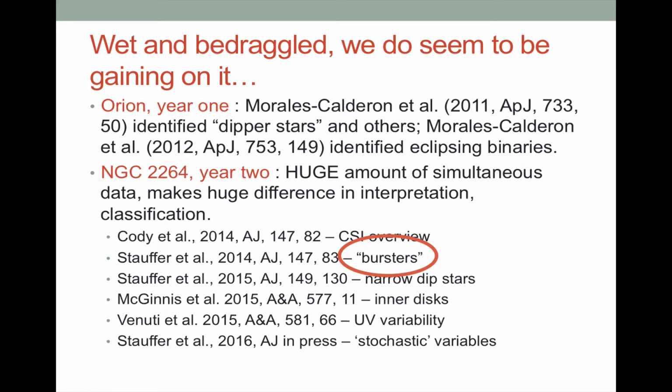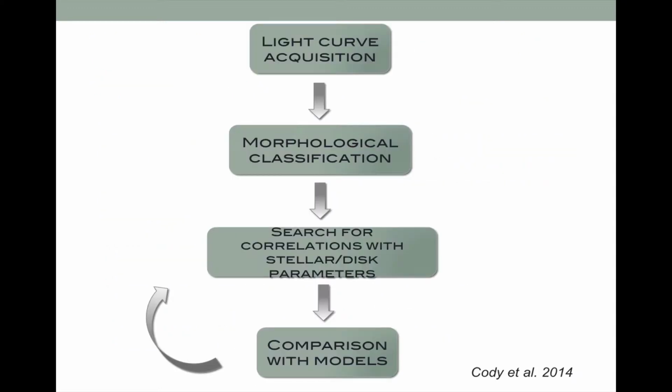I'm going to focus a little bit later on the bursters as well as the dippers, because I think those are kind of the easiest to explain, both in terms of light curve shape and in terms of the physical interpretation. Our general approach has been to acquire the light curves and then try to see how we're going to put things into bins. And this was a bottleneck for a very long time. I think we finally cracked it, helped substantially by Anne Marie Cody.